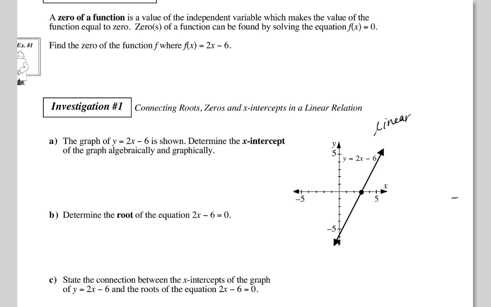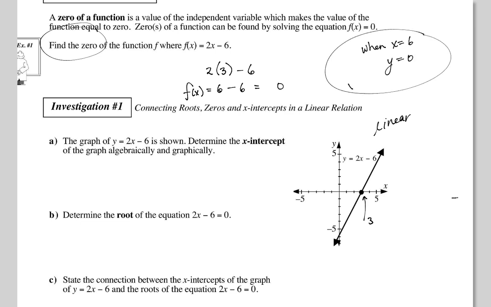So it's asking, okay, well, what's the zero? Find the zero. Well, it's popping out at you right there, right? There's 3. So it's staring at you right in the face. So what happens when x is 3? Plug it into the equation. 2 times 3, take away 6. 6, take away 6. What are you getting there? You get that the value of the function, when x is 6, y is 0. This is the x-intercept. That is, by definition, the x-intercept.